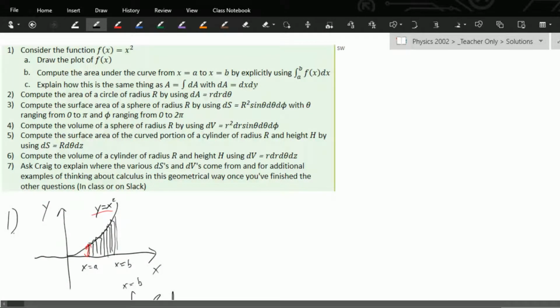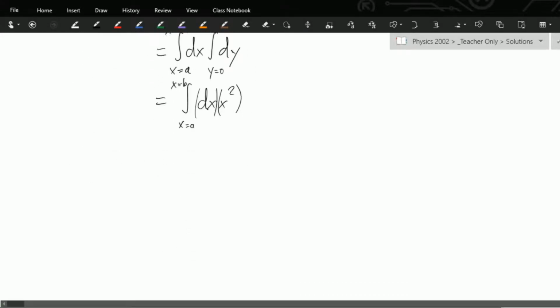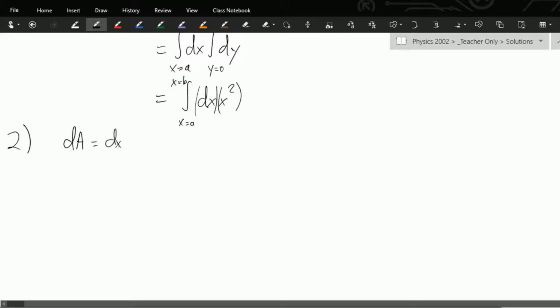Now for problem 2, what we want to do is compute the area of a circle of radius capital R using dA is going to be equal to r dr d theta. And so this is using dA in what's called polar coordinates. So for problem 2, rather than saying dA is equal to dx dy, like we did with the Cartesian coordinate example up here, we're going to say that dA is equal to r dr d theta.